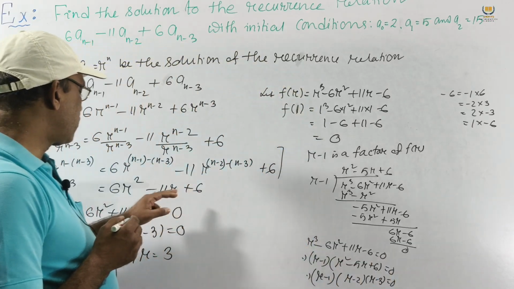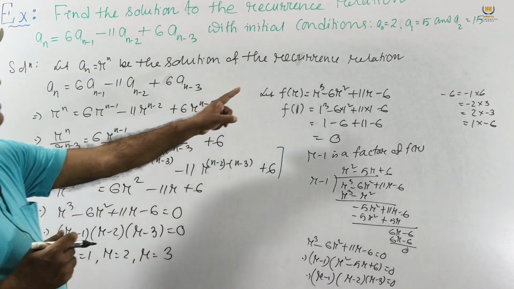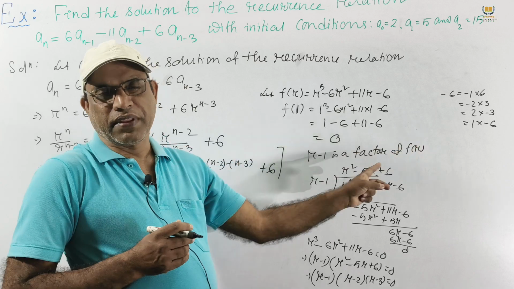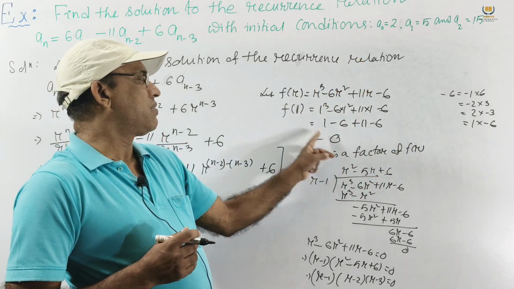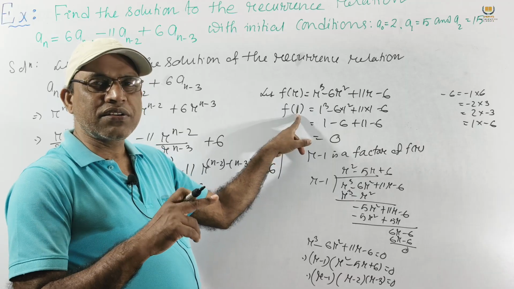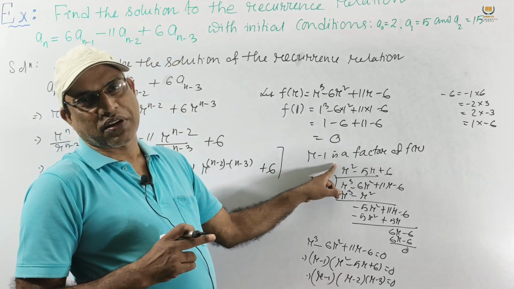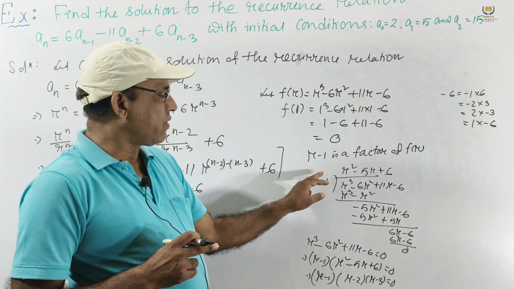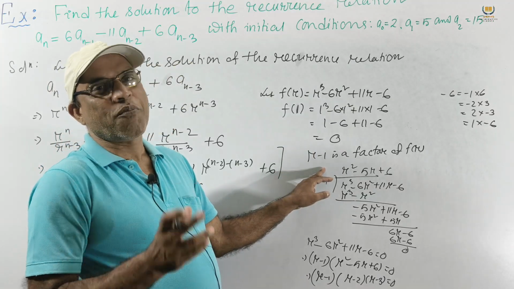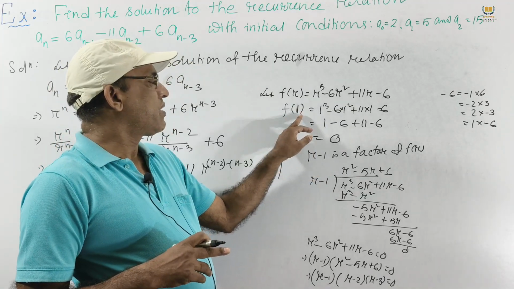So if we are unable to factorize this, then using the lower class method, the factor theorem, we check for what values we get 0. If putting 1 gives 0, then we write r minus 1. If putting minus 1 gives 0, then we write r plus 1, the opposite. Plus 1 is put and we get 0.